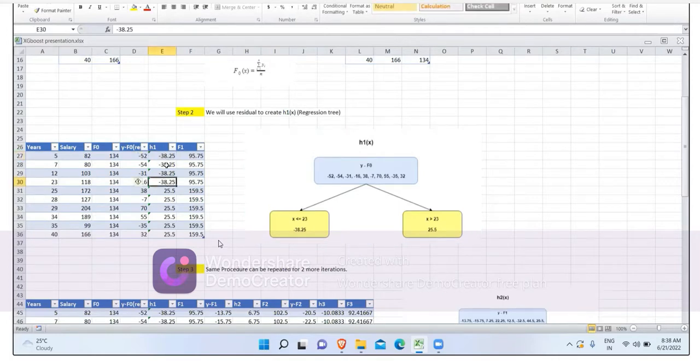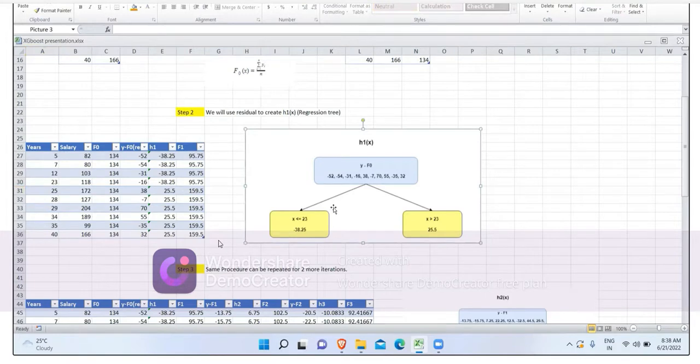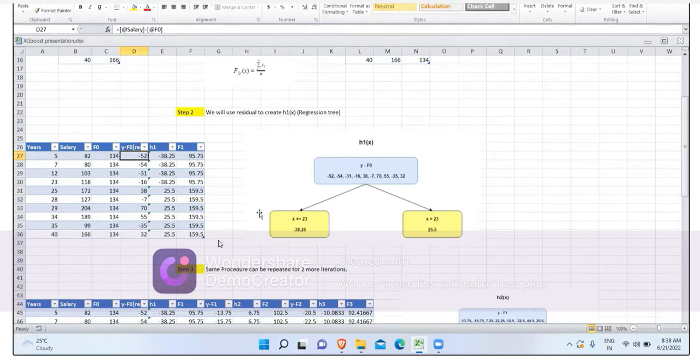So we have added the values over here, like these mean values of the residual for the respective years of experience. Then this additive model h1(x) computes the mean of the residual, that is y minus f0, at each leaf of the tree.